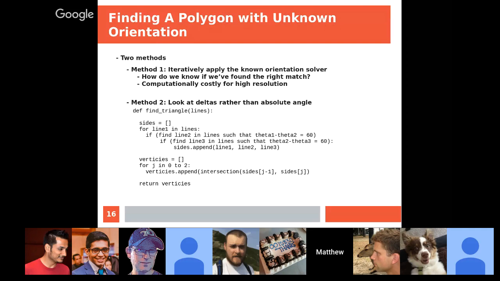The other method is to realize that what really makes a triangle is this delta of 60 degrees. So rather than negative 30, 30, 90, it's that you have sides that are offset at different angles. You can imagine writing a find triangles function that says, we look at our first line, and then we see if we can find a second line such that the difference is 60. And if we do, we find a third line such that the difference is 60, and then we're done. There should be a break in the loop there. And then you can find the vertices in the same way, and you can return them.